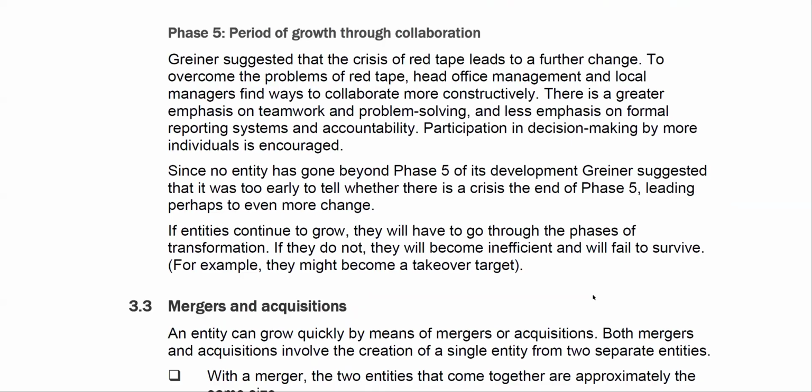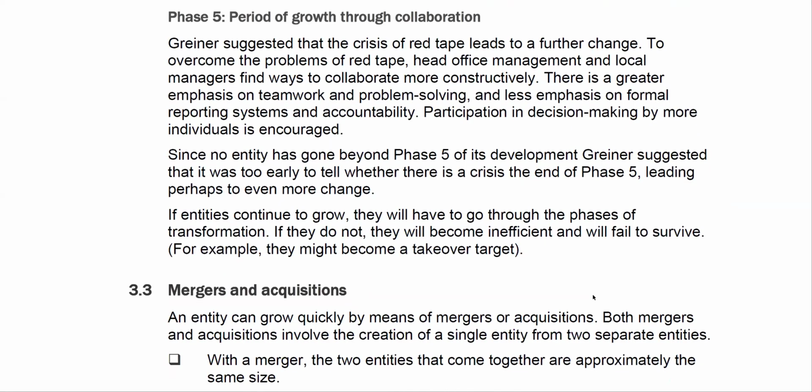So with that, when you are trying to solve the issue of red tape, you go into a period of growth through collaboration. Greiner suggested that the crisis of red tape leads to a further change. To overcome the problems of red tape, head office management and local managers find ways to collaborate more constructively. So there's a greater emphasis on teamwork and problem solving, and less emphasis on formal report systems and accountability. So participation in decision-making by more individuals is encouraged.